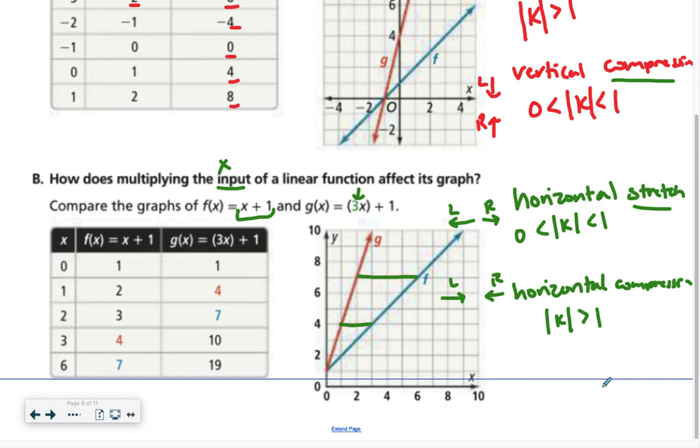Okay? And so a horizontal stretch is when it gets kind of like pulled left and right. And then a horizontal compression is when it gets pushed back in. So you can see if you look at this graph of f, that line is getting pushed back in towards the middle. So this is considered a horizontal compression. And we can confirm that because our k value is 3, which is greater than 1.